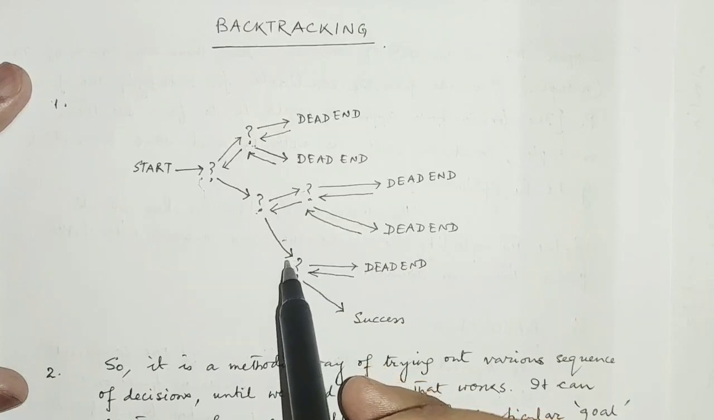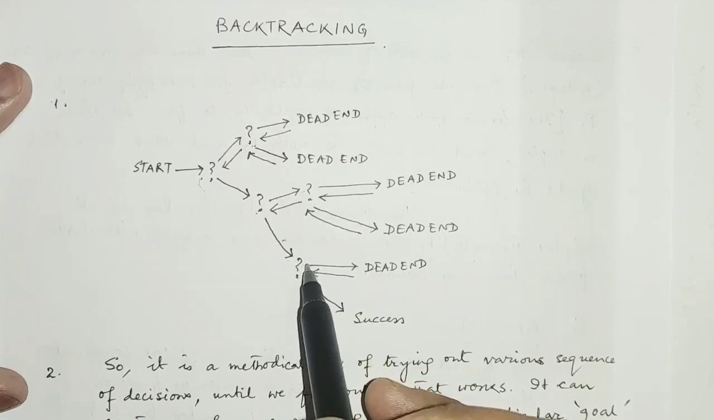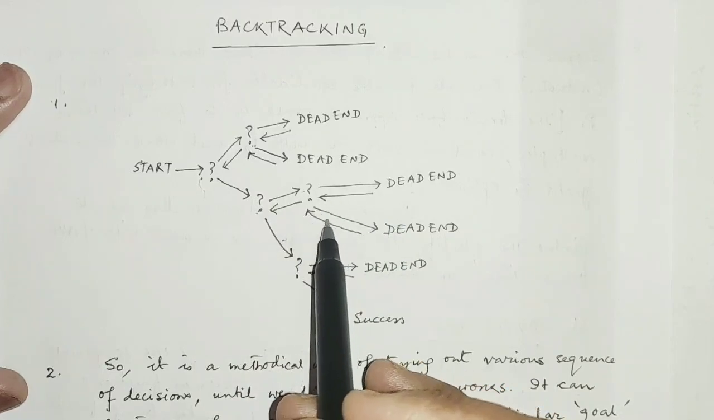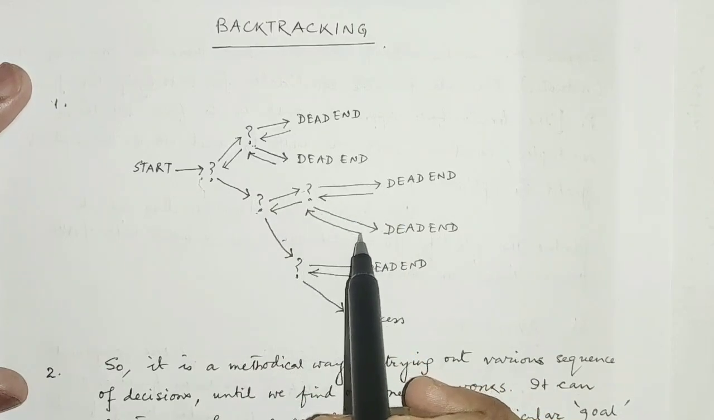Okay, that means when we don't have enough information to know what to choose, each decision leads to a new set of choices.